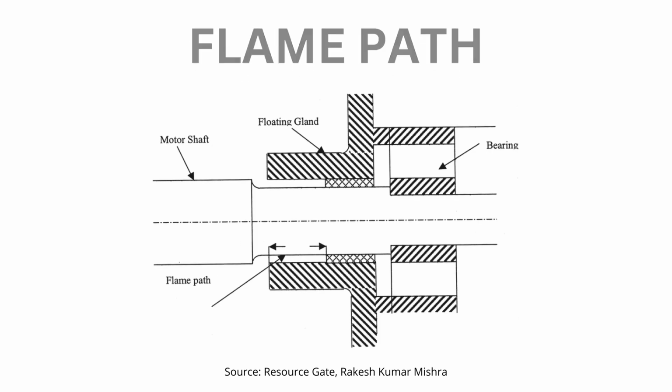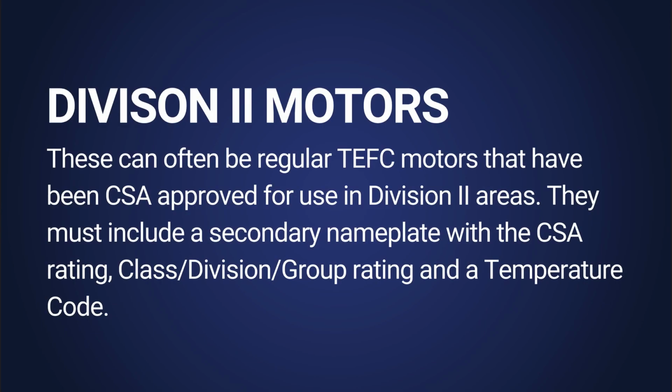Division 2 motors. These can often be regular TEFC motors, or totally enclosed fan-cooled, that have been CSA approved for use in Division 2 areas. They must include a secondary nameplate with a CSA rating, class division and group ratings, and a temperature code.